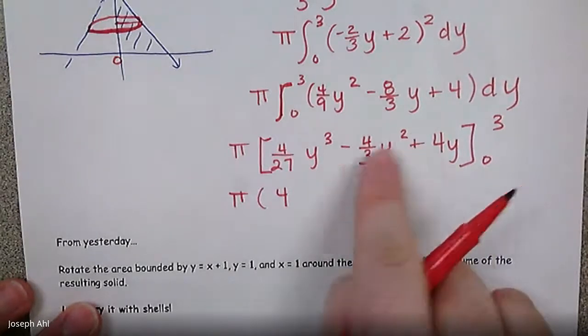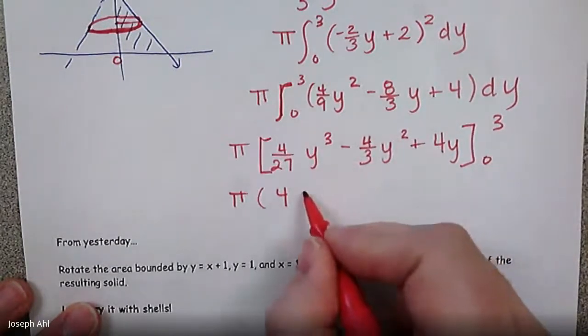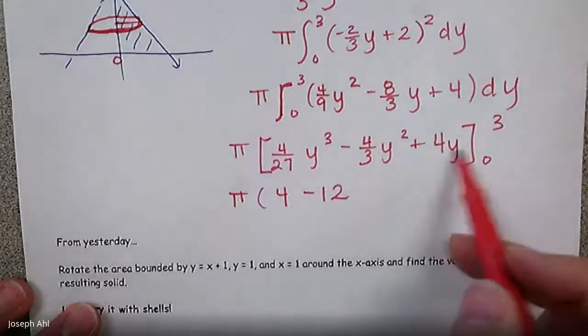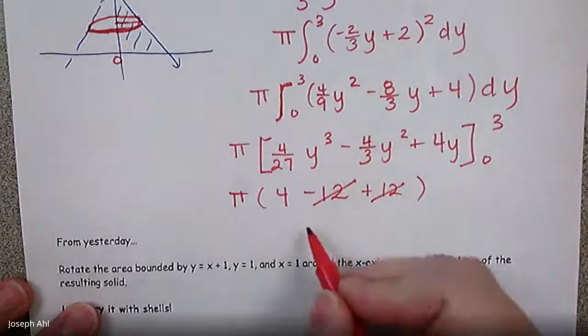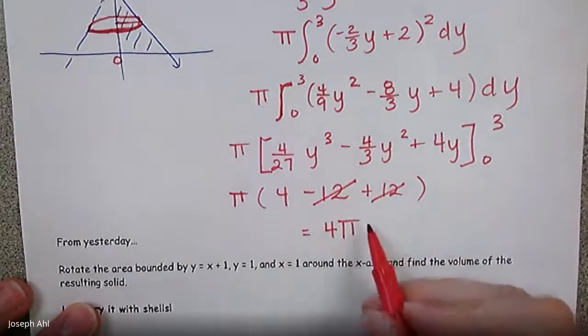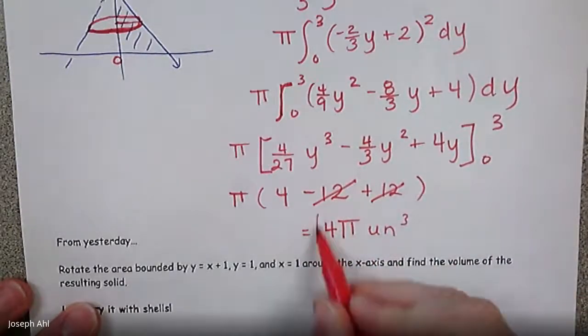Plug in 3 here. 3 squared is 9. 3 goes in 3 times. So that's going to be a minus 12 there. Oh, and then a plus 12 at the end. How nice is that? 12s cancel. And you get that the volume using disks is the same, 4 pi cubic units.